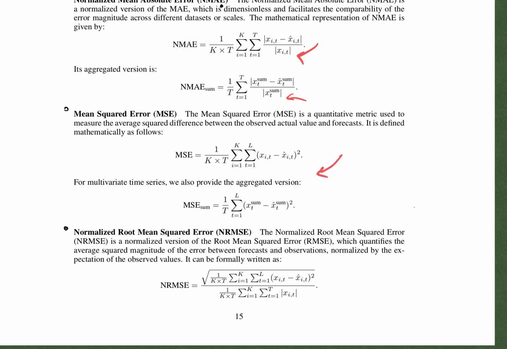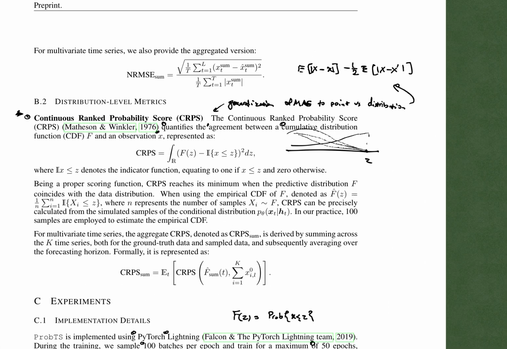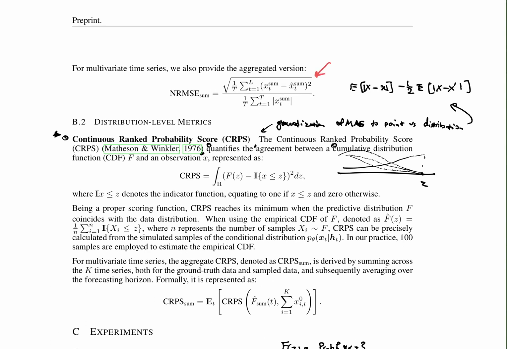Similarly, you have the mean squared error as a measurement. And the case of normalized root mean squared error. So normalized root mean squared error can have different denominators, but in this case, they are working with this particular thing here, which could be considered the L1 norm. And on the top, you have this value. And similarly, they have this sum version of it as well.